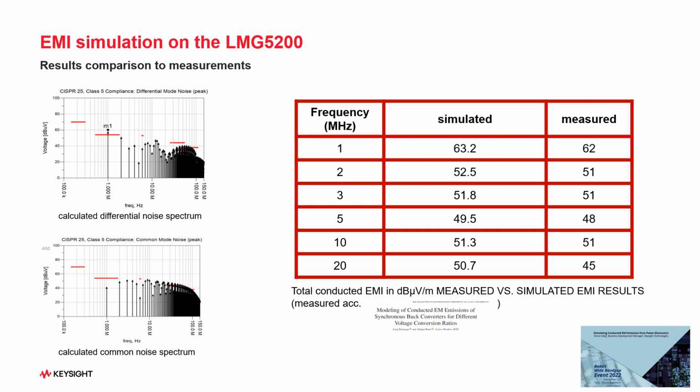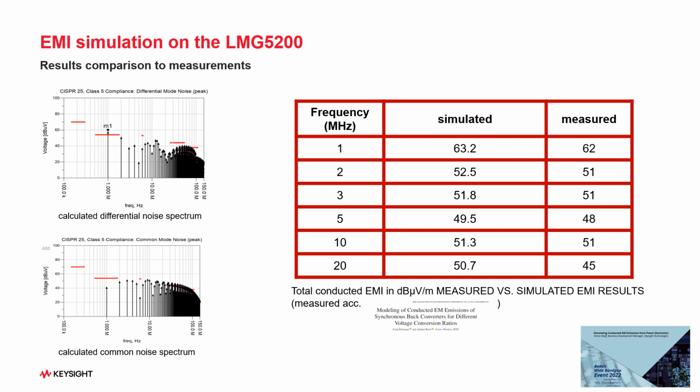And how does it compare to measurements? The advantage of simulation this way is that you can easily split up, as you see on the left side, the differential noise spectrum and the common noise spectrum. So you can directly see where it hurts you. Here, at the switching frequency of 1 megahertz, we see a violation. And if you compare the simulated to the measured data, published in this IEEE paper in December 21, you see that we have a pretty good agreement between the simulated data at that respective frequency and the measured one.